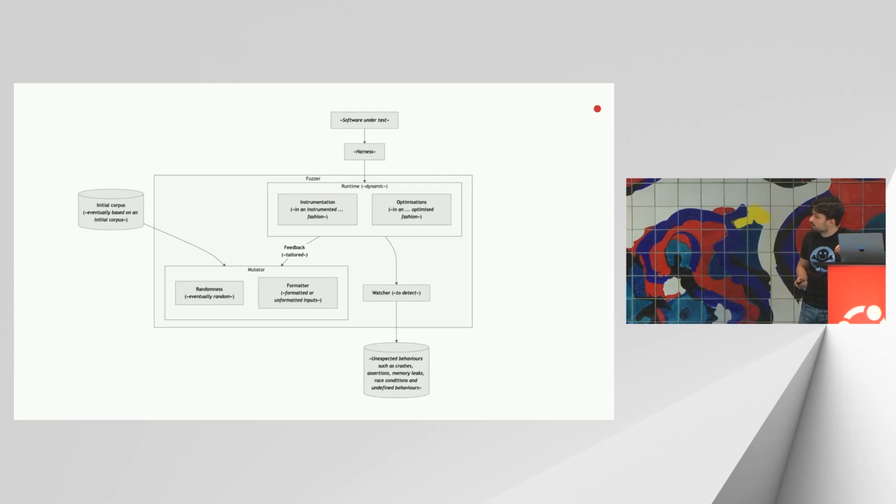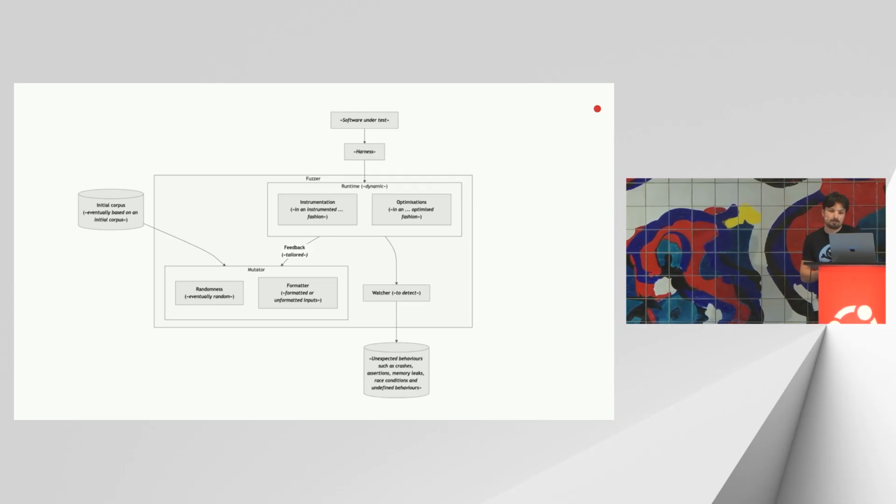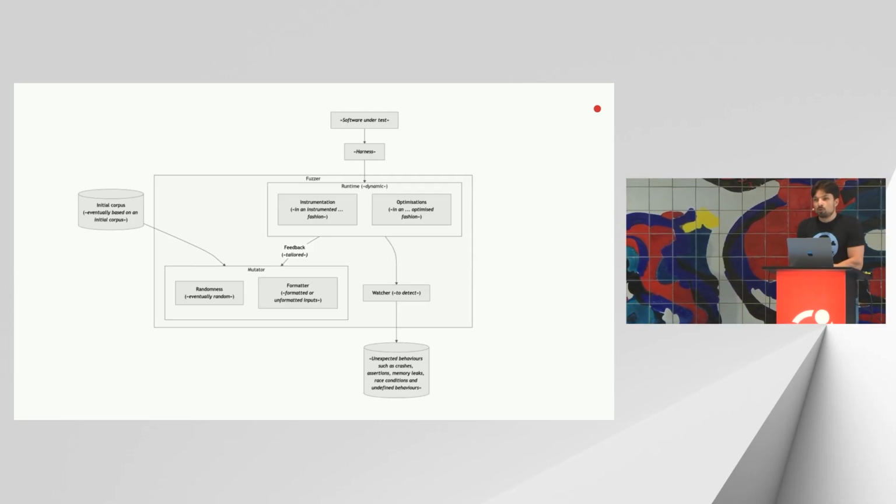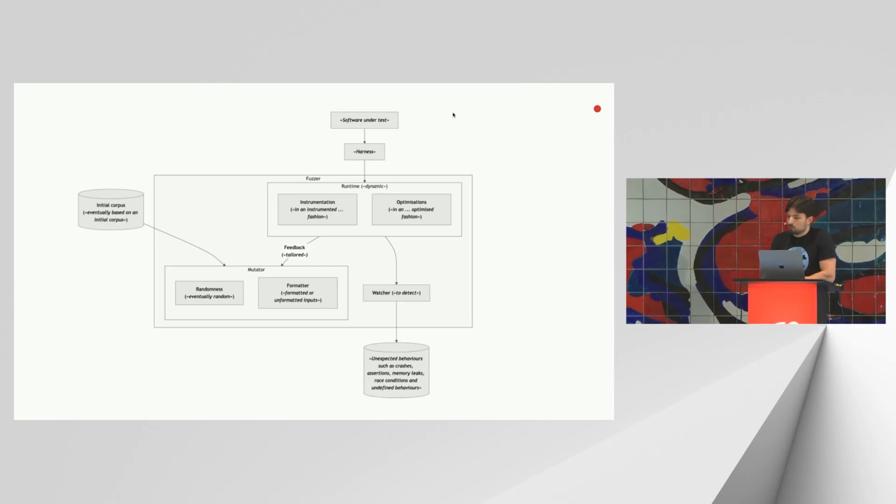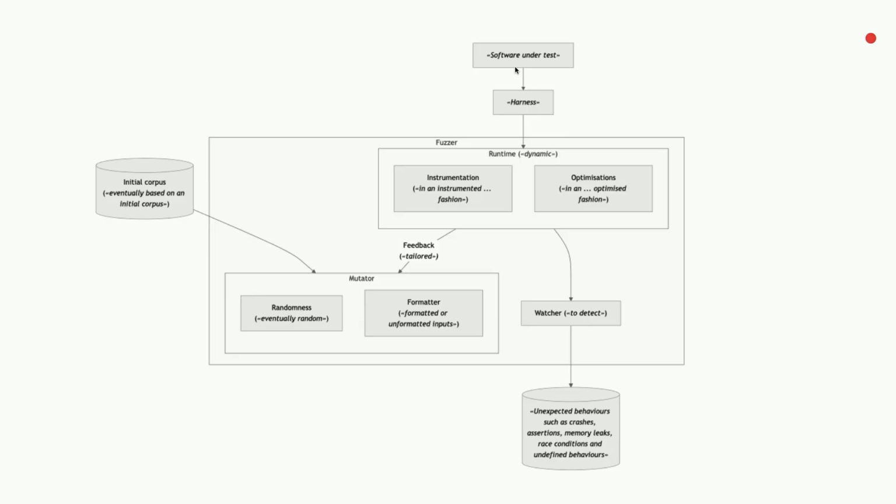Let's look at this diagram that I have here. What we are interested in is testing our software, right? So this is called, in the fuzzing jargon, the software under test. To couple this software to a fuzzer, we need some glue code. This glue code is named harness.